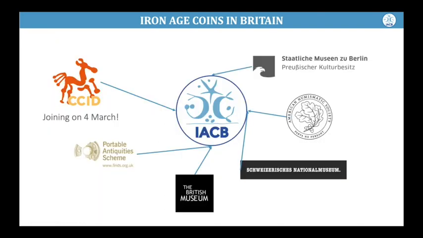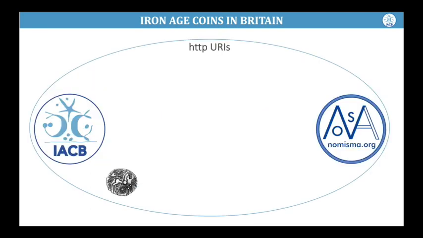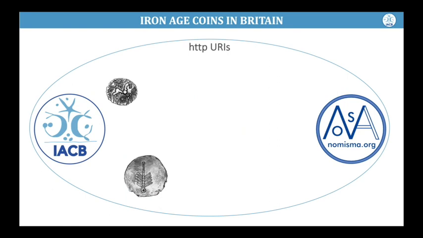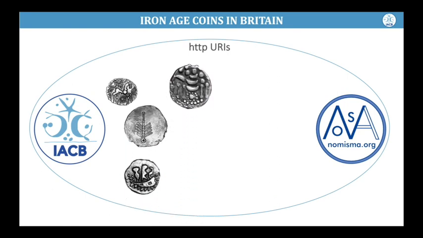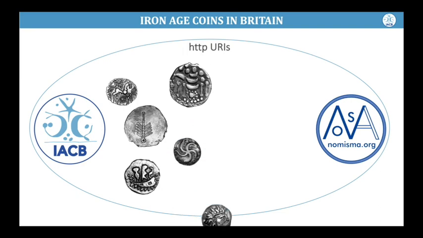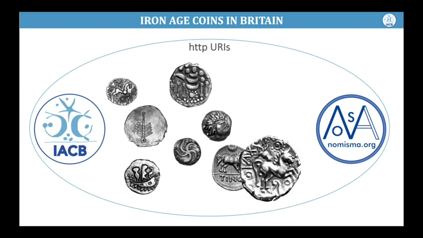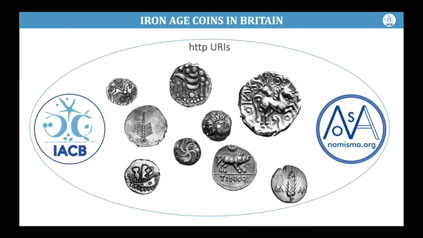The Iron Age Coins in Britain Typology website was published at the end of March in 2021. Since then, it has been used to connect major collections, as you can see on this slide. But how does that actually work? The IACB site is not a database itself. Rather, it pulls records from existing databases and gives them a centralized home. This is possible because all the databases it talks to use the same architecture and grammar, which are created by a collaborative project called Numisma.